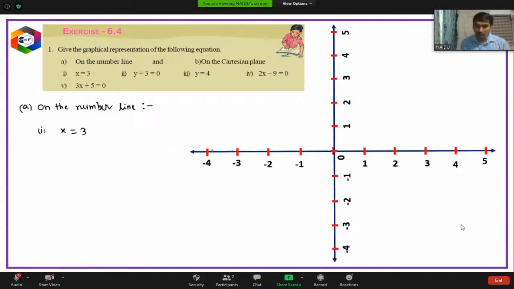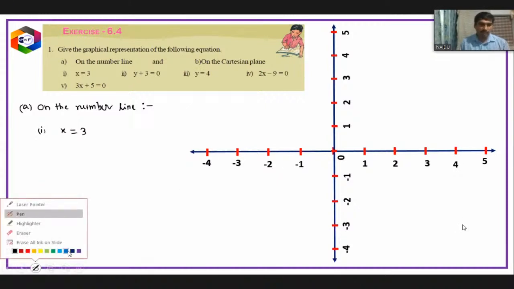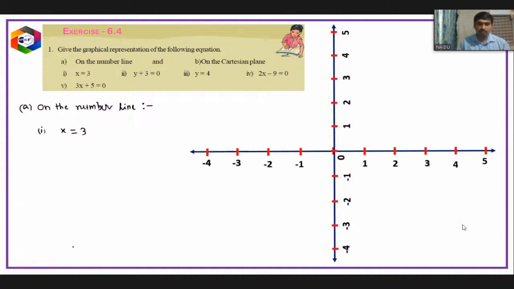So it will be on the horizontal axis at wherever it is 3, there it will be the value of x. Observe children here. This is x equals to 3, and this should be the solution for the given line.